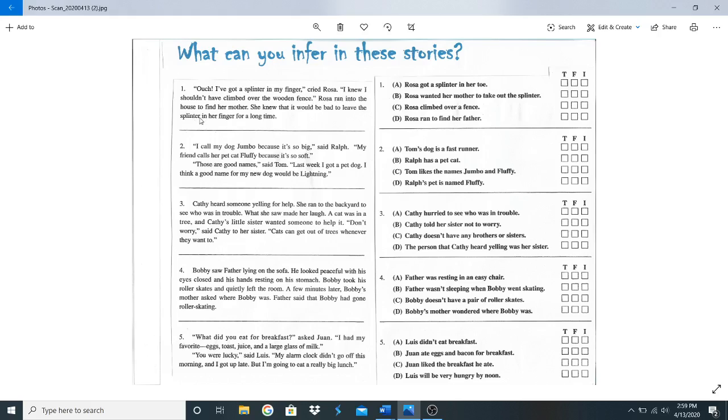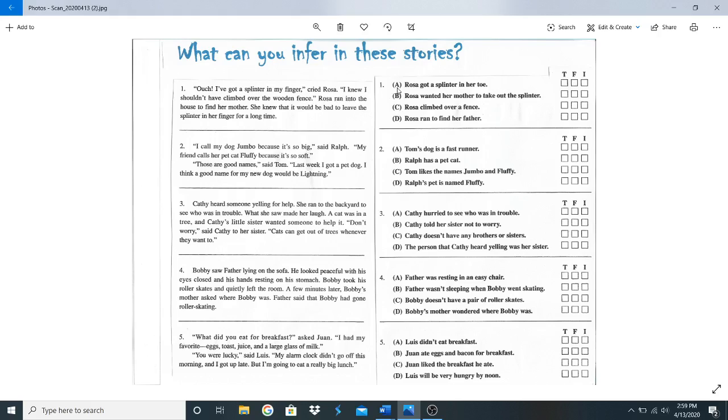Before I read the question, I would like to notice that we have quotation marks where Rosa said, "Ouch, I've got a splinter in my finger." That's dialogue that the character in the story is saying. She also has more dialogue because we see the quotation marks, and she said, "I knew I shouldn't have climbed over the wooden fence," and then the end of the quotation mark. So there we can tell the things that Rosa actually said in the story. And then the other items are things that she did, her actions. So let's go ahead and go to question 1.